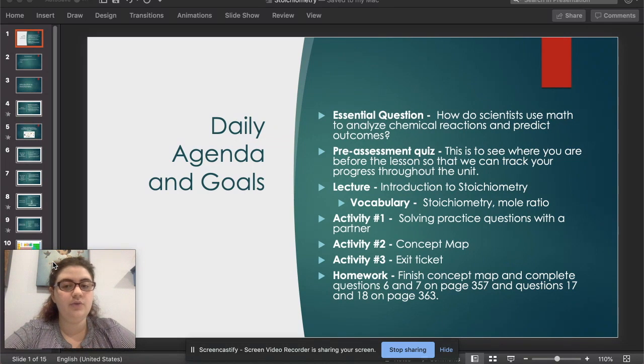For our homework, you will be finishing whatever you don't finish for the concept map, and you'll be completing questions 6 and 7 from page 357, and questions 17 and 18 on page 363.